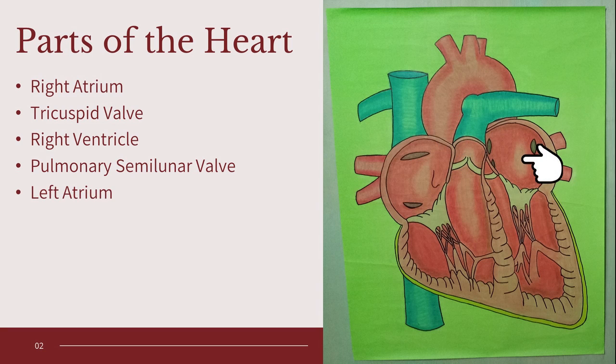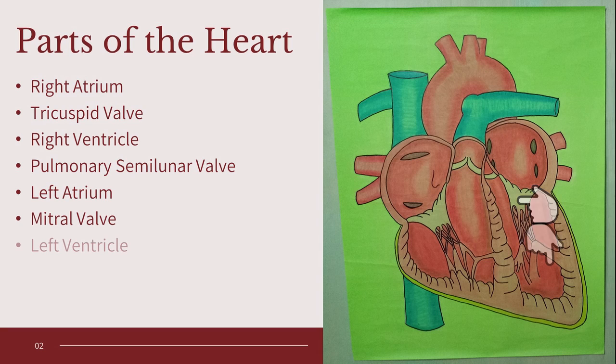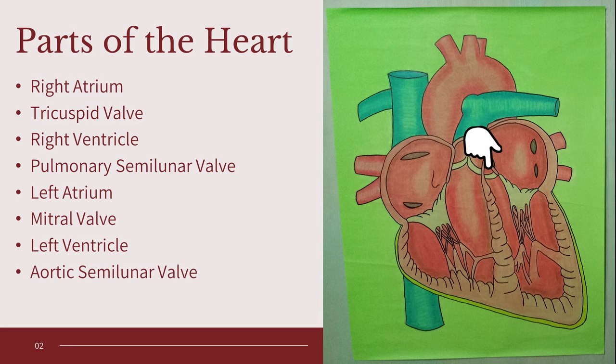The upper chamber in the left side of the heart is called the left atrium. Between the left atrium and the left ventricle, the mitral valve is present, which marks the border between the two, and also prevents backflow. Next is the lower chamber in the left side of the heart, called the left ventricle. Finally, the aortic semilunar valve serves as the border between the aorta and left ventricle.